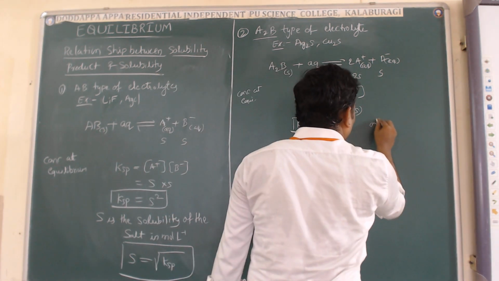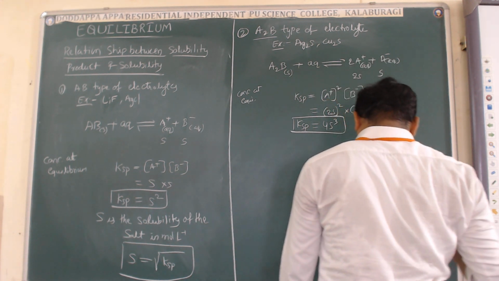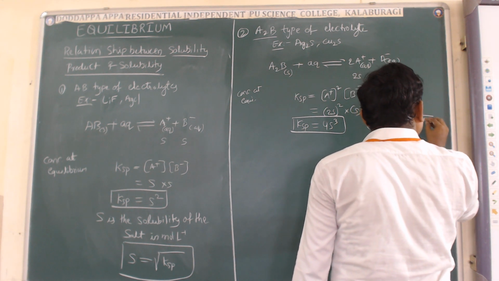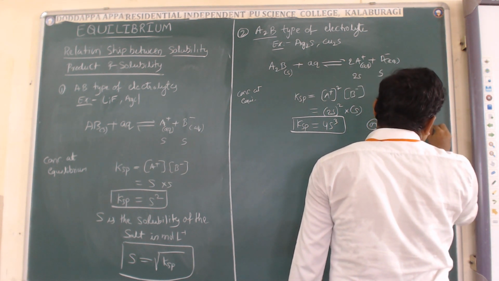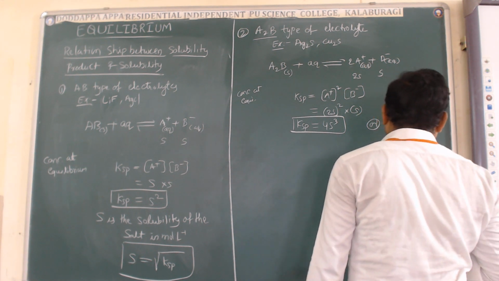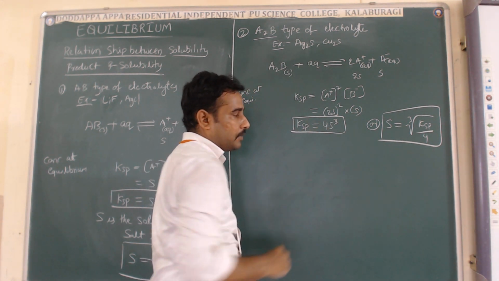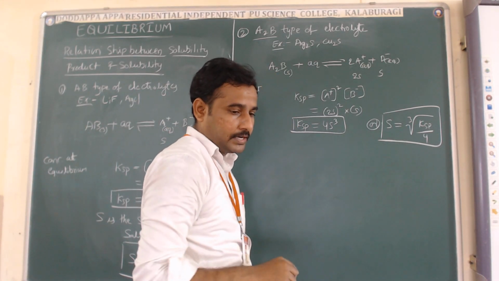You can also write the solubility product. So S is equal to the cube root of KSP divided by 4. This is the relationship between solubility product and solubility for the A2B type of electrolyte.